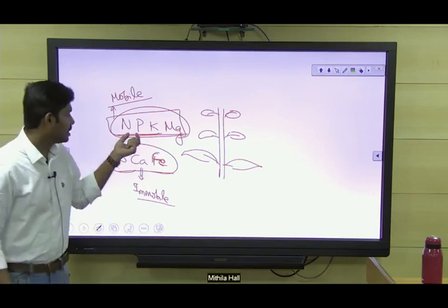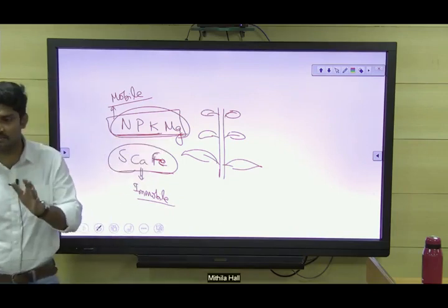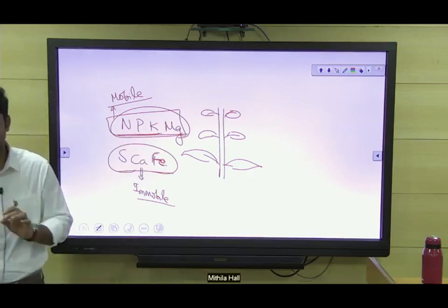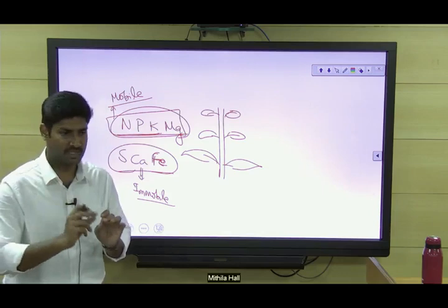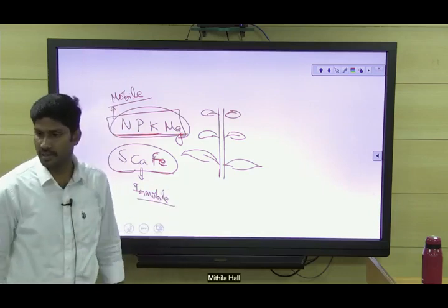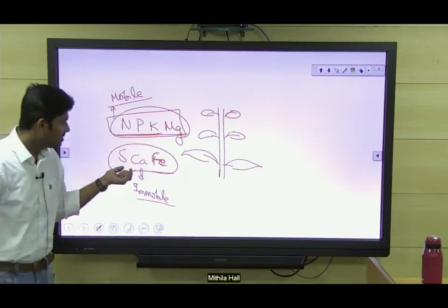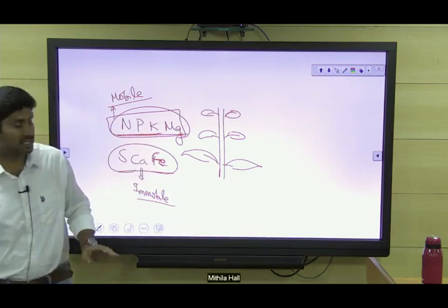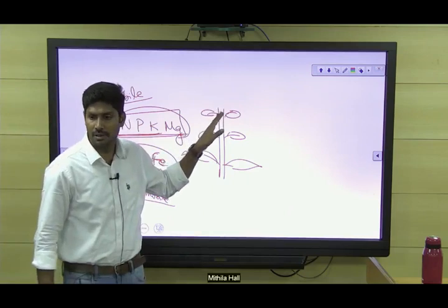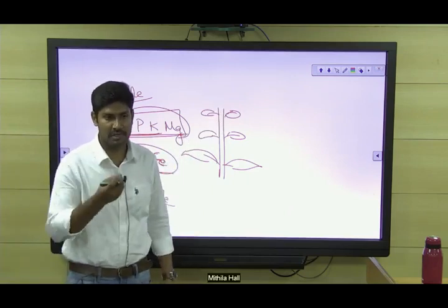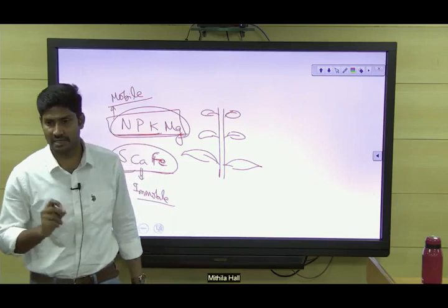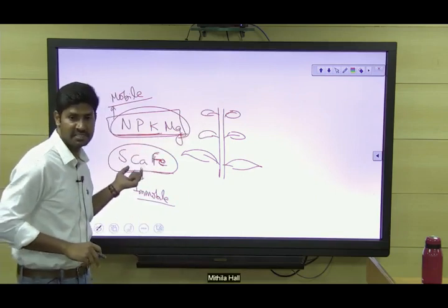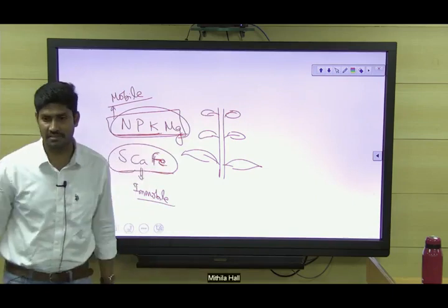Nitrogen, phosphorus, potassium, magnesium cause symptoms on the older leaves. Usually you can see discoloration of the leaves, yellowing of leaves, on the older leaves. The deficiency of sulfur, calcium, and iron causes symptoms on the younger leaves: the browning of the tips, the browning of the young buds.